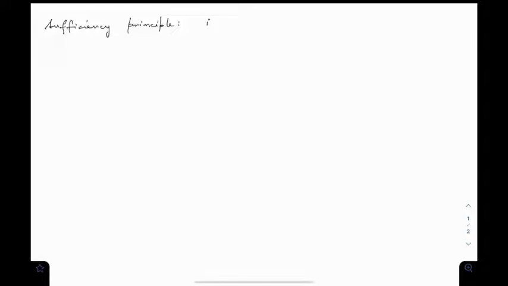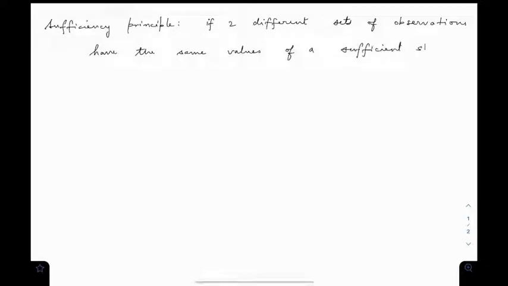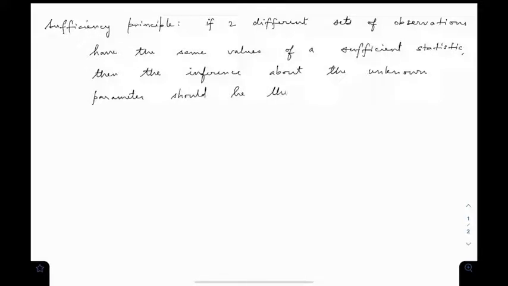So if two different sets of observations have the same values of a sufficient statistic, then the inference about the unknown parameter should be the same.